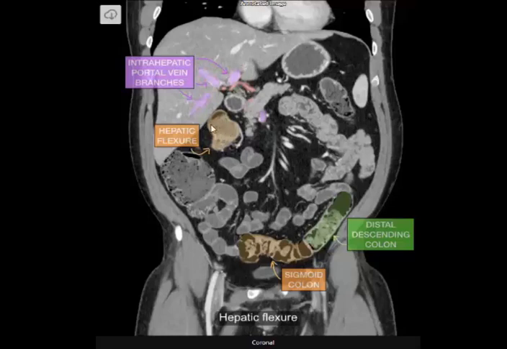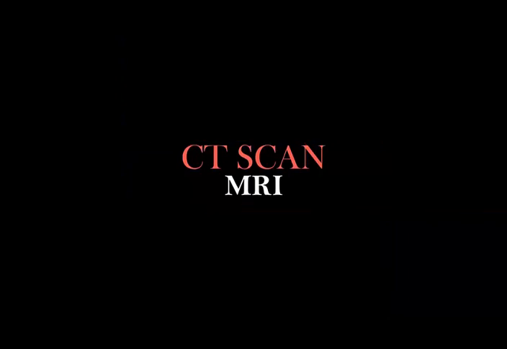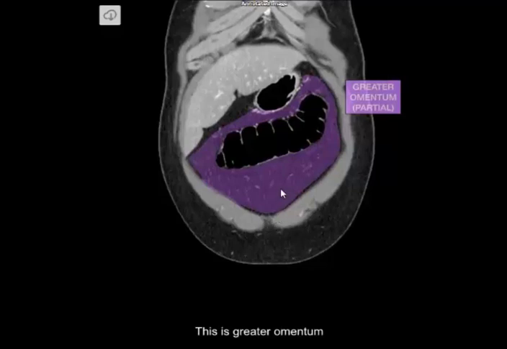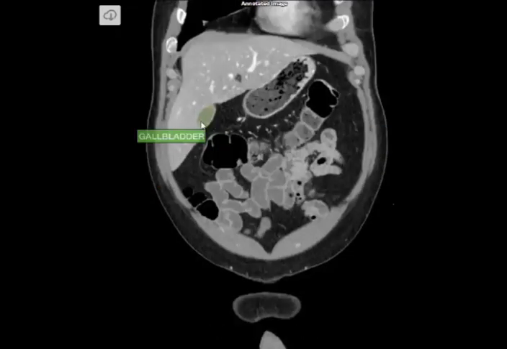Hepatic flexure. The hepatic flexure is the sharp bend between the ascending colon and the transverse colon. This is the greater omentum. The greater omentum hangs down from the transverse colon of the large intestine. This is the transverse colon. This is the gallbladder.